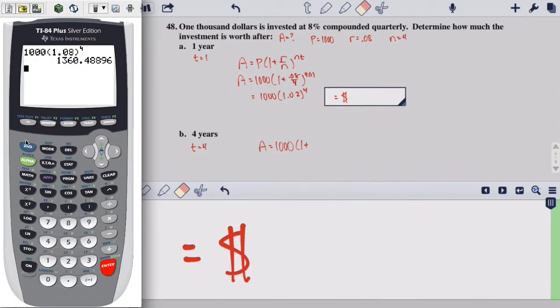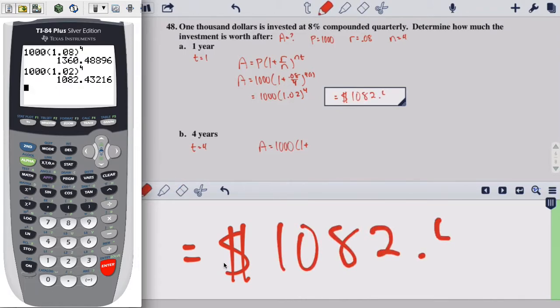I can bring back the last thing I put in, hit second, enter. That's the last thing I put in. And I can scroll back and change that 8 to a 2. And hit enter. Okay, that makes a little bit more sense. I thought we were making a lot more money than we should have. Okay, that's 1,082.42.